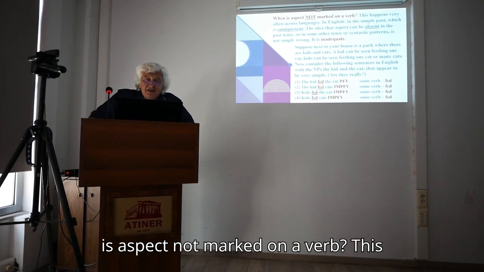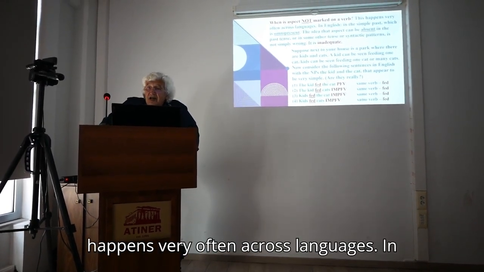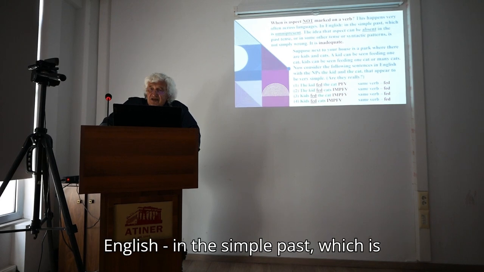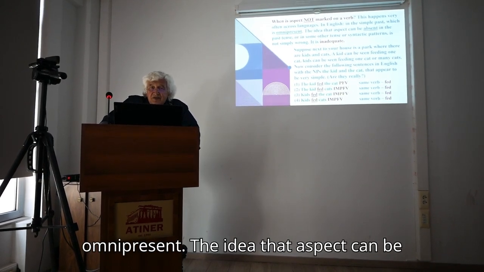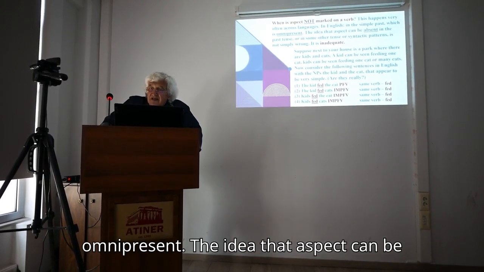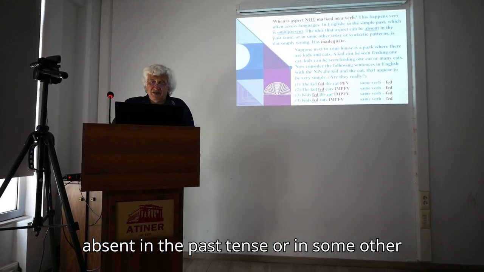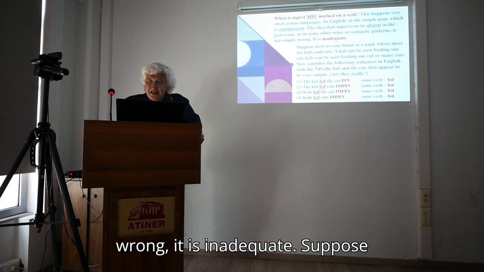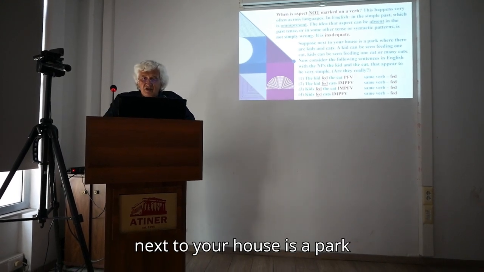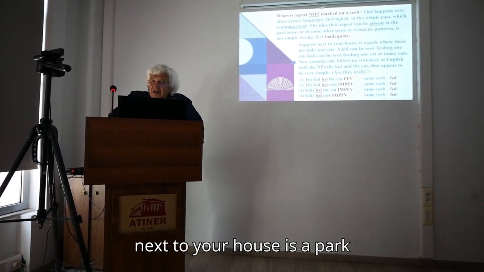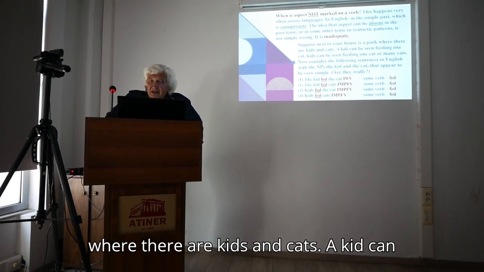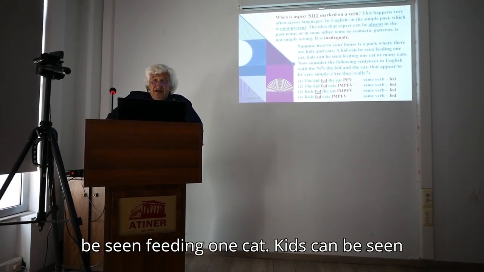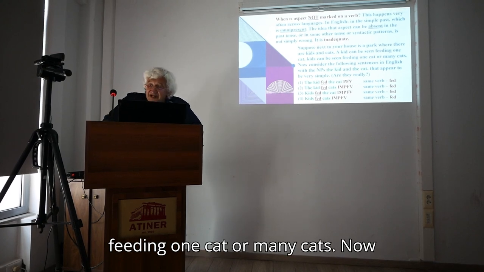When is aspect not marked on the verb? This happens very often across languages. In English, in the simple past, which is omnipresent. The idea that aspect can be absent in the past tense or in some other tense or syntactic patterns is not simply wrong, it is inadequate. Suppose next to your house is a park where there are kids and cats. A kid can be seen feeding one cat. Kids can be seen feeding one cat or many cats.